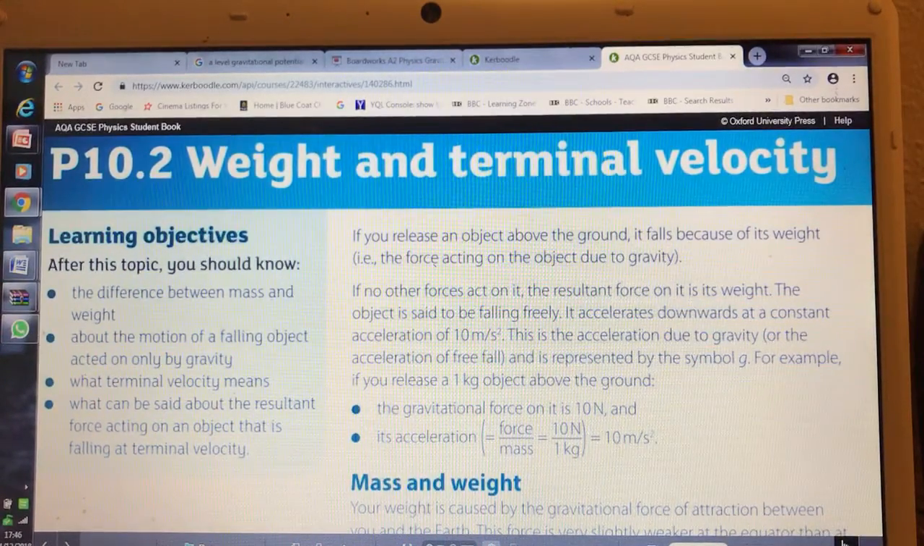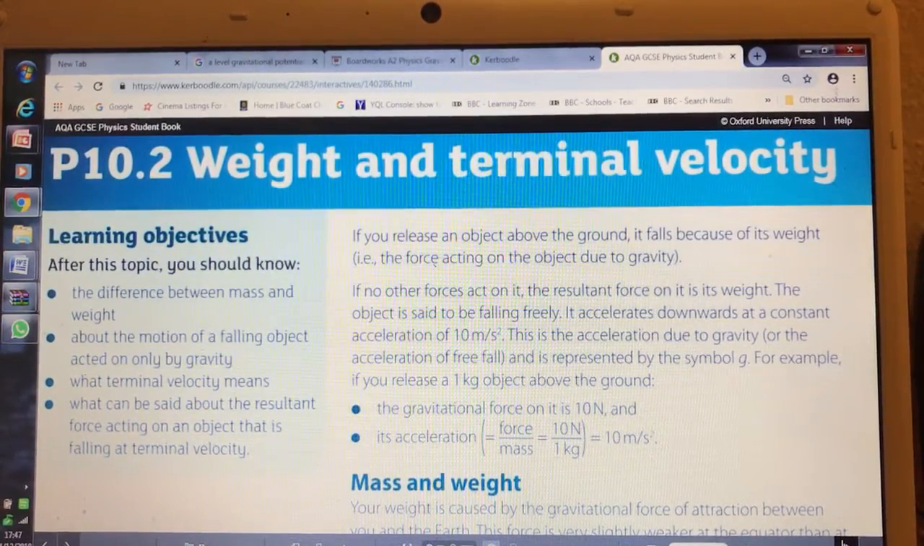Looking at physics today, chapter 10.2, weight and terminal velocity. And in this chapter, we are going to look at the differences between the mass and the weight of an object. Having said that, we're also going to be looking at the motion of falling objects acted on only by gravity. And then we're going to move on to terminal velocity.